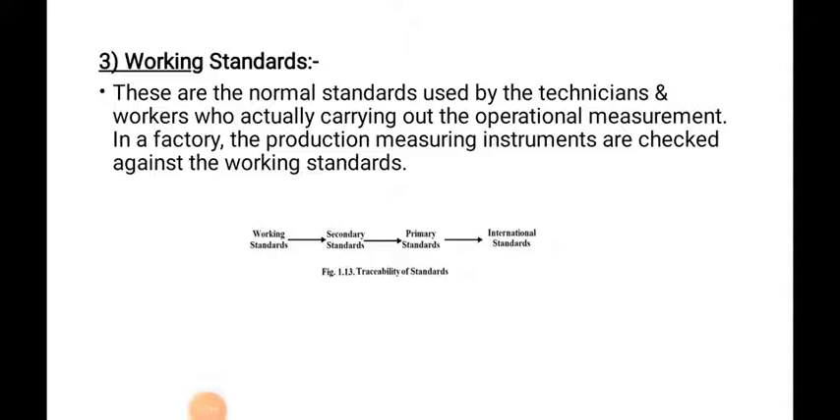Then the next, third type, is the working standard. These are the normal standards used by technicians and workers who are actually carrying out the operational measurement. In a factory, the production measuring instruments are checked against the working standard.